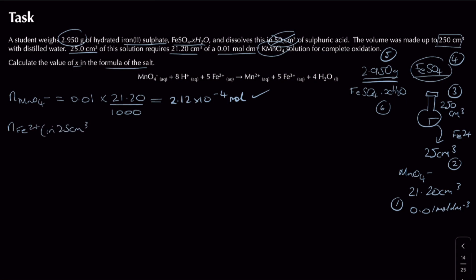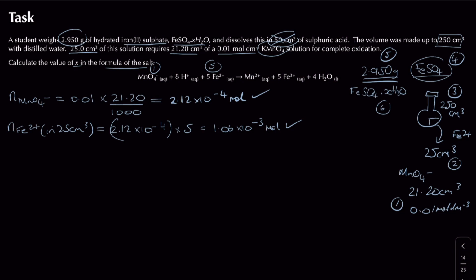So yeah, I've got a 1:5 ratio again, just like we had in the original questions. Of course, I'm going to take a value of 2.12 times 10 to the power of minus 4, and I'm going to times that by 5 itself. That leaves me with 1.06 times 10 to the power of minus 3, and it's going to be, of course, moles. So we've worked out the moles of iron 2 plus in 25 centimeters cubed.